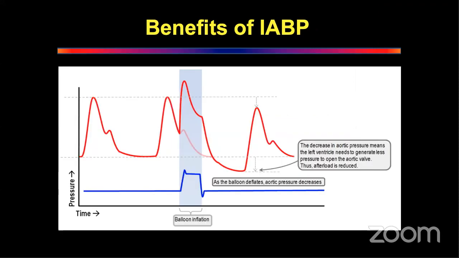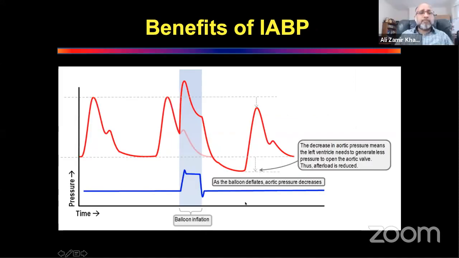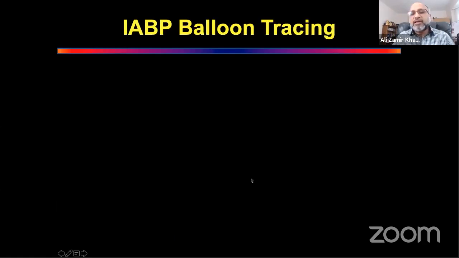Yes, sir. Okay, so this is the second benefit of the balloon pump: this decrease in aortic pressure means that the left ventricle needs to generate less pressure to open the aortic valve. This diagram is self-explanatory. Thus, the afterload is reduced. That's the other answer. As the balloon deflates, the aortic pressure decreases. So this deflation is important. That was the second understanding.